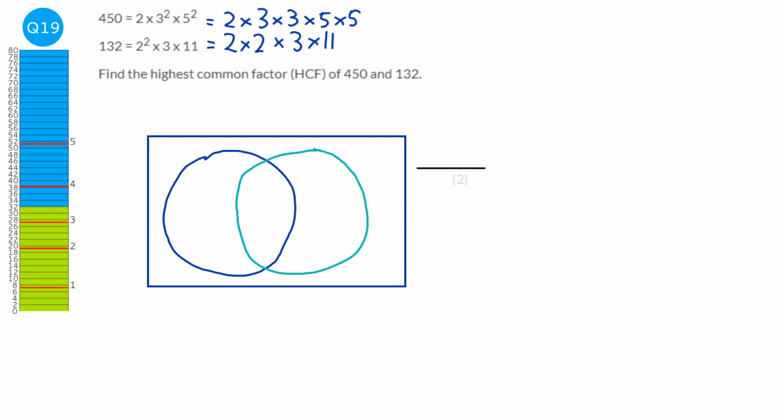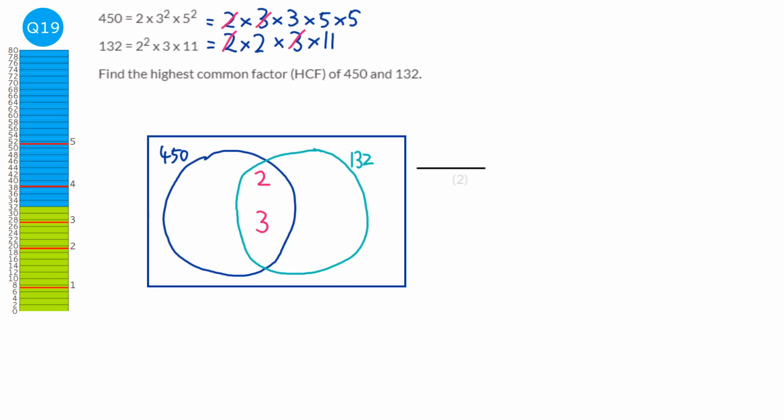Okay, so on the left hand side we have the 450, on the right hand side we have the 132. So we'll start with the 450 and the numbers. Looking at the prime factors at the top, we can see they both have a 2 in them. So I cross them both out and put 2 in the middle. We can see they both have a 3 in them. So cross those 3's out and put 3 in the middle.